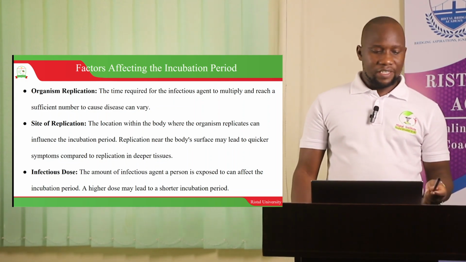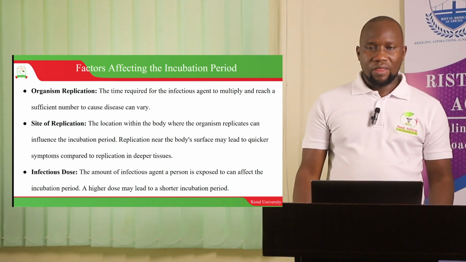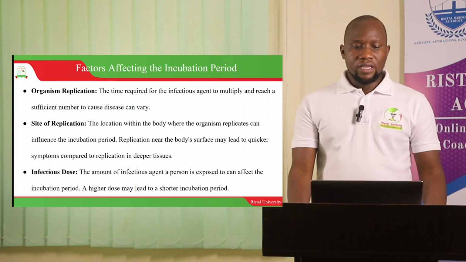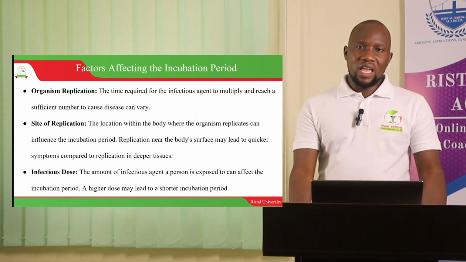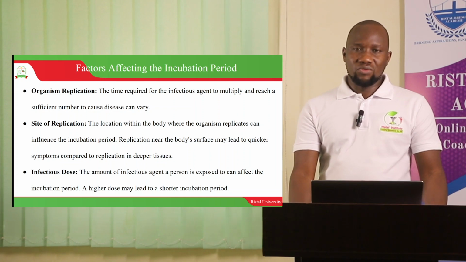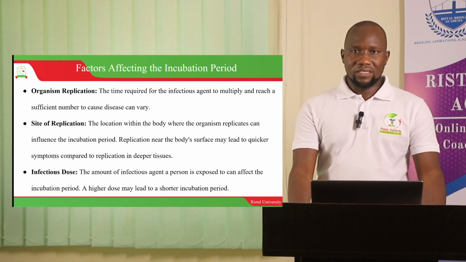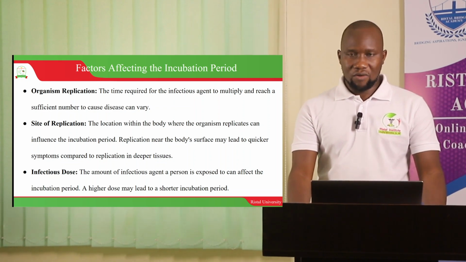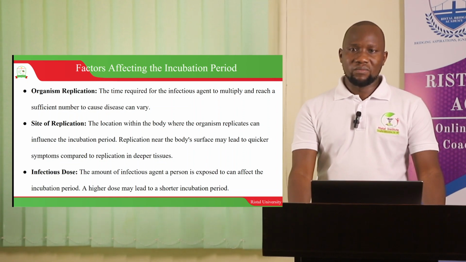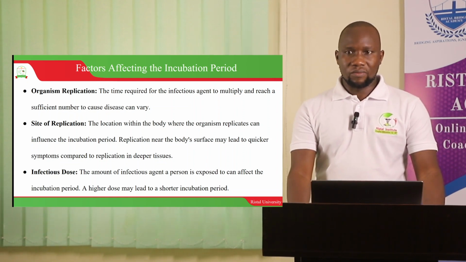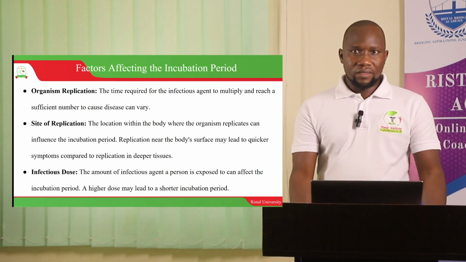So what are the factors that influence this? This is when we talk about organism replication: the time needed for the organism to multiply to sufficient numbers for the disease to happen. This of course varies between organisms.